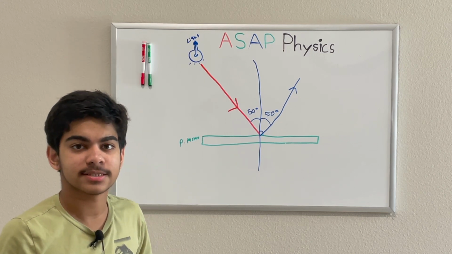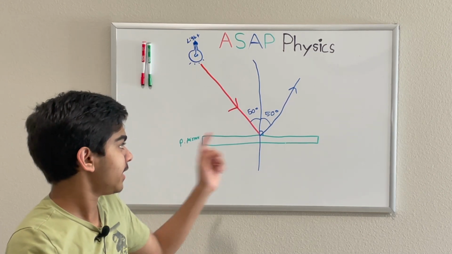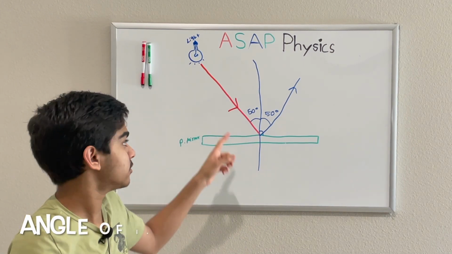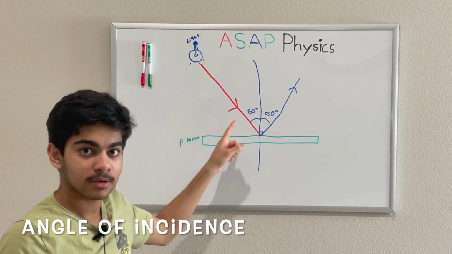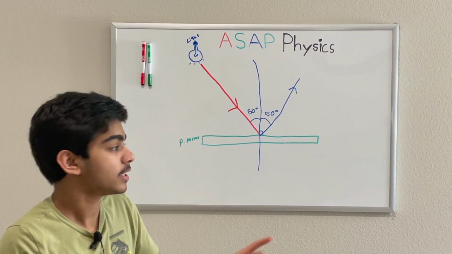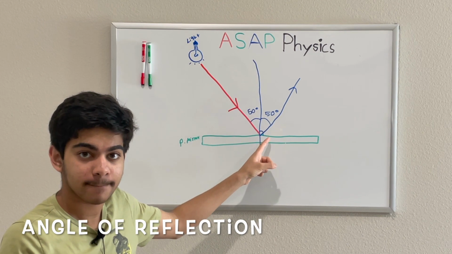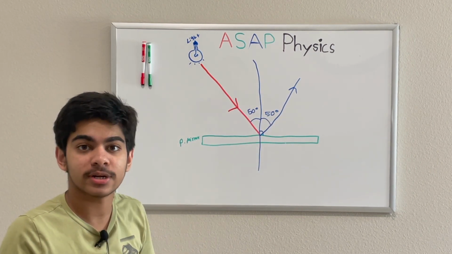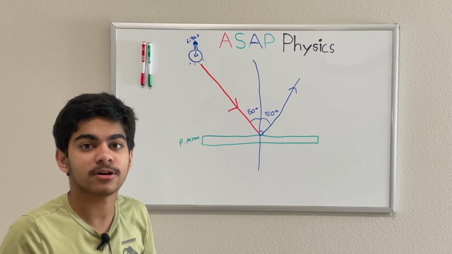Now let's analyze the diagram we have just made. The angle between the actual incoming ray and the line of normal is known as the angle of incidence. Now the new angle we have found and added to the other side of the normal is known as the angle of reflection. And finally, the line we have just made is known as the line of reflection.